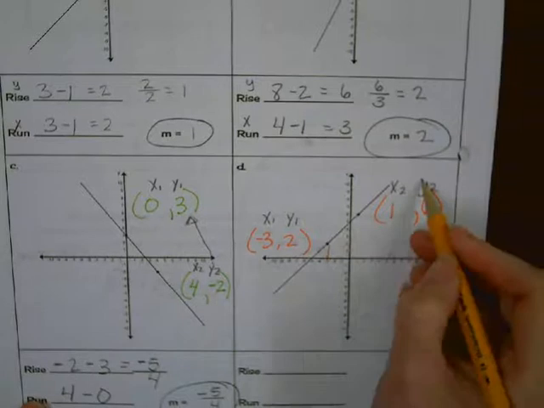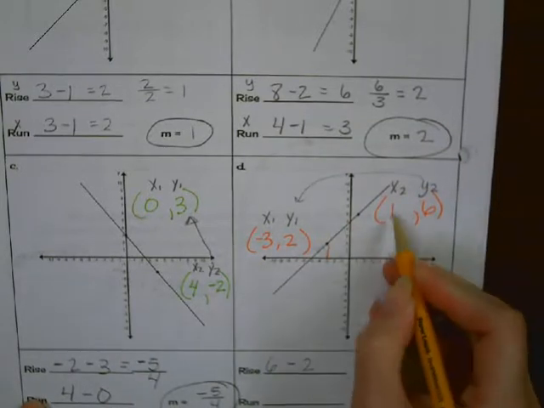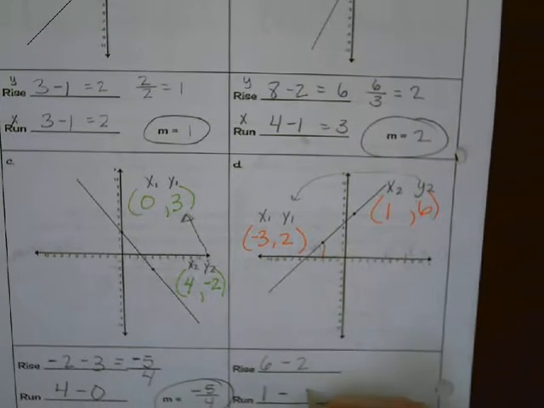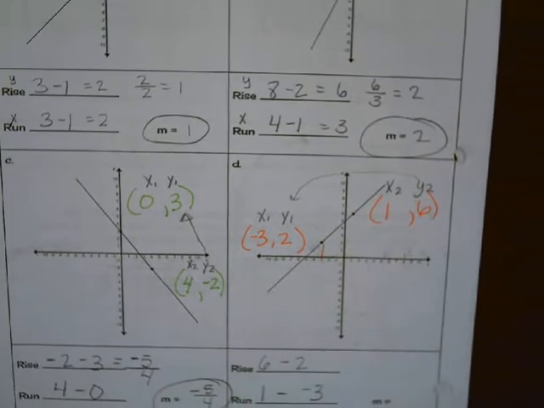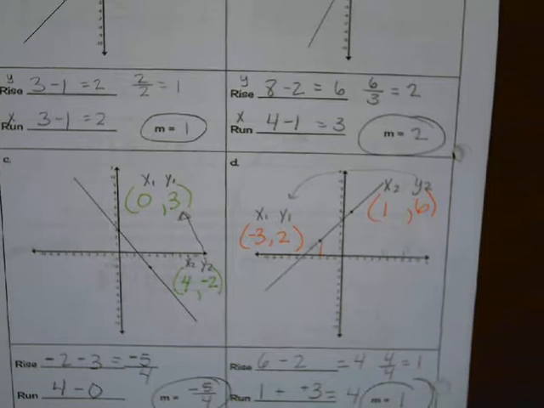Alright, so let's subtract. I have 6 take away 2, and I have 1 take away a -3. 6 take away 2, that's 4. 1 minus a -3, add the opposite, that's a 4. 4 over 4 is the same thing as 1.